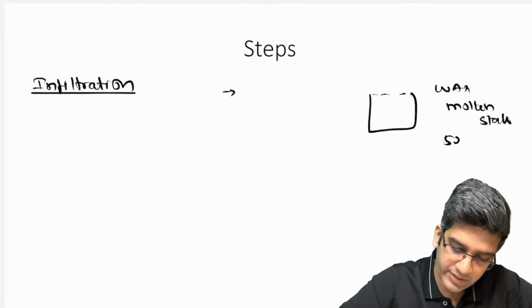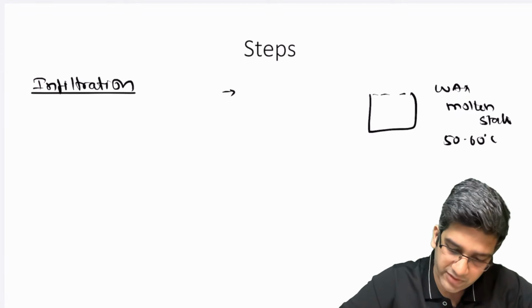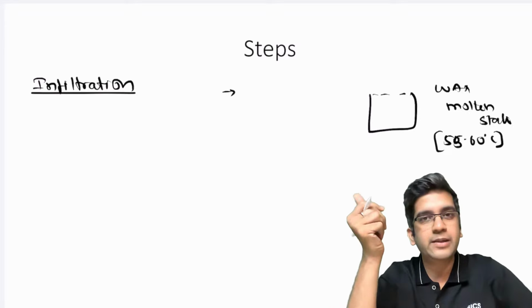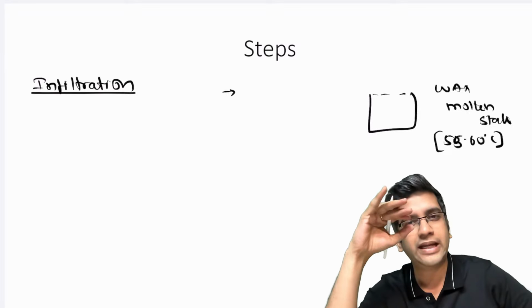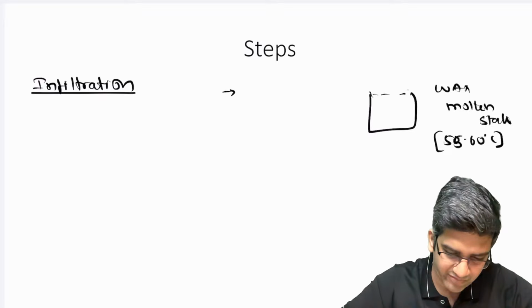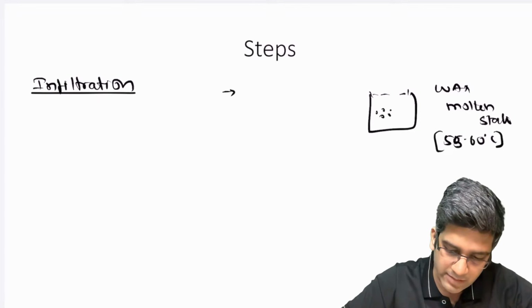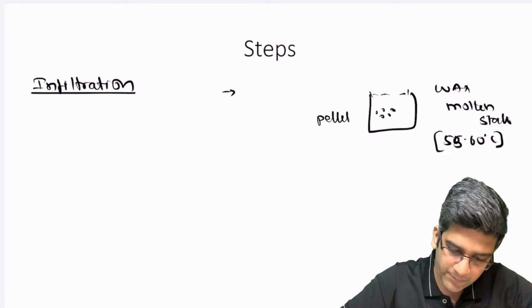It'll be around 50 to 60 degrees centigrade. Well, 55 to 60 degrees centigrade will be the temperature, so the melting point of the wax. If I increase beyond that, it'll be in a molten state, right? So simple paraffin wax, it'll be like tiny pellets. You'll have paraffin wax, and that will be there.